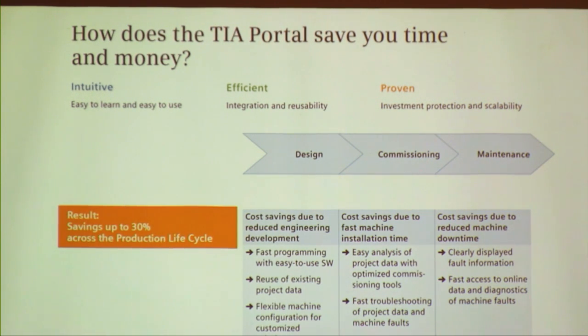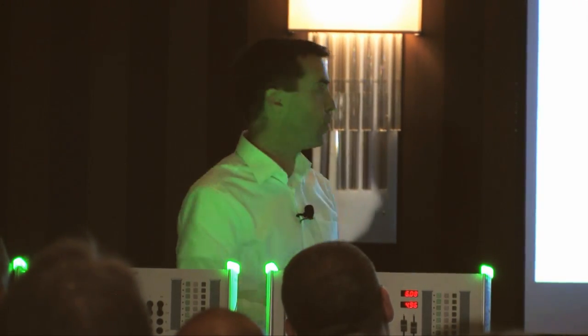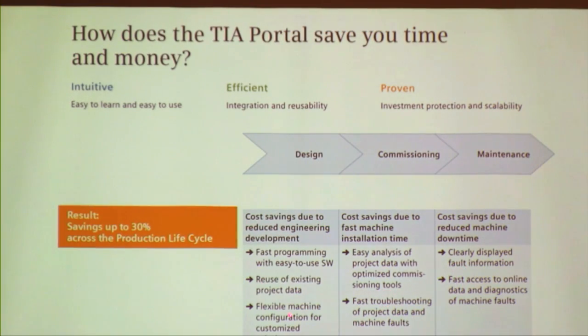Okay, last slide in summary. The results, saving you time and money: we think we can save with this software up to 30% in your engineering time. That's everything I've tried to show you here. All of those highlight points, that's where we think we're getting it, based on those concrete examples I've shown you. In the design phase: easy programming, reuse of data, and flexible machine configuration. In the commissioning phase: easy analysis of the data, commissioning tools, and of course, fast troubleshooting with machine faults. And in the maintenance phase, again, diagnostics and fast access to diagnostics.